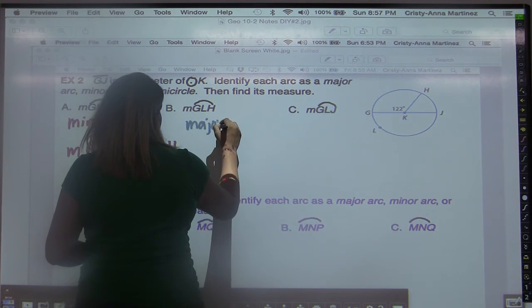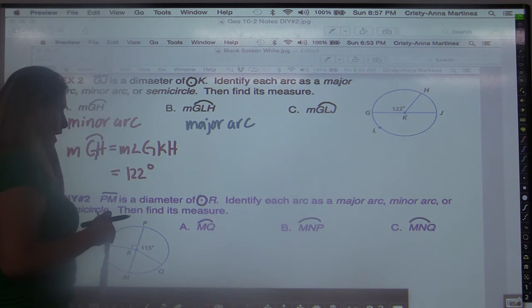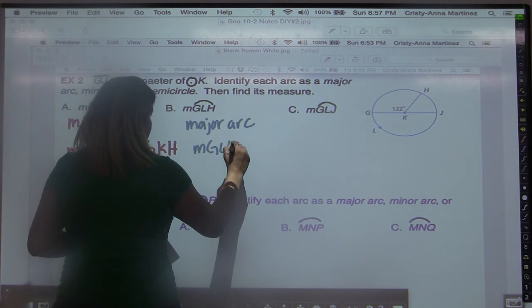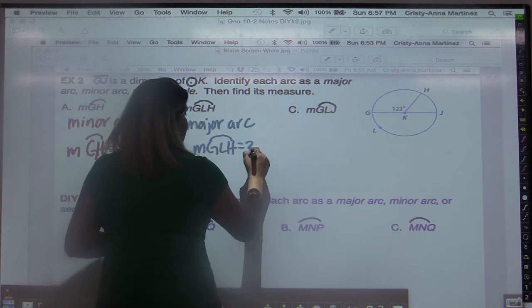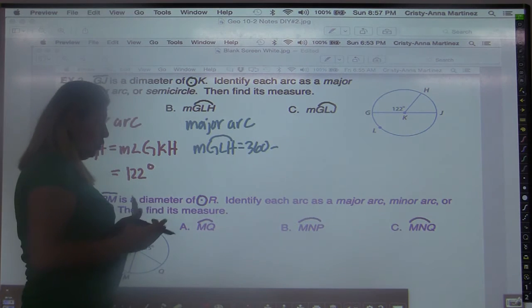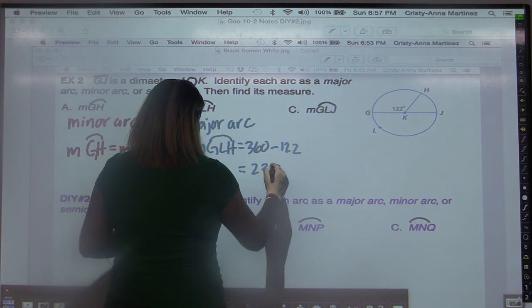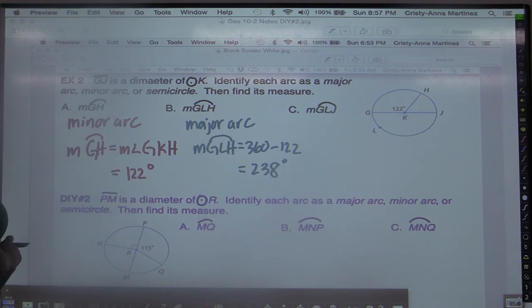I'm going to use a different color to separate my writing so you don't get confused. This is part A. My major arc is going to be 360 minus the central angle, which is 122. So it's going to be 238 degrees. The measurement of arc GLH is equal to the entire circle minus the central angle, which was GKH, so that equals 238. I hope that makes sense.